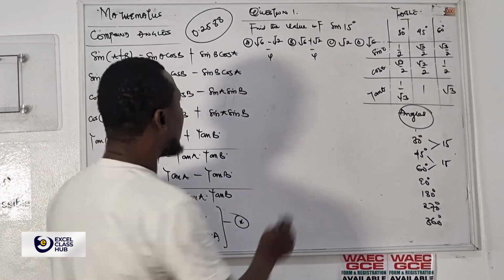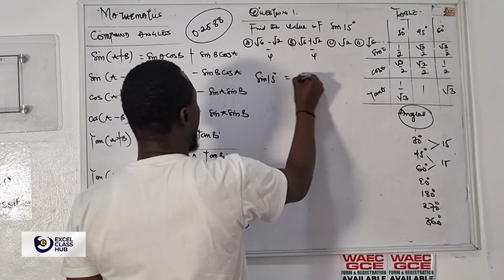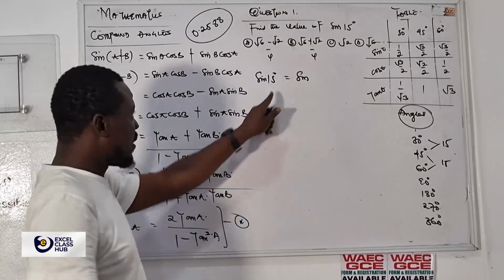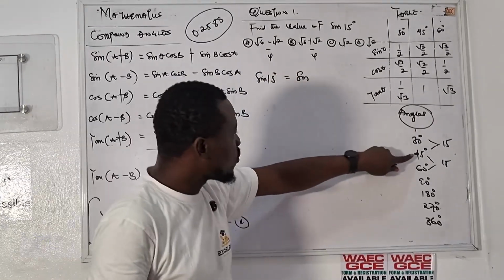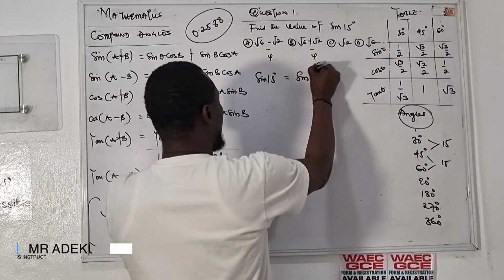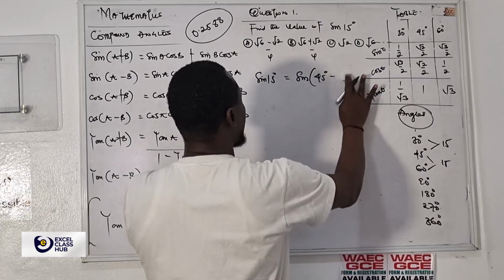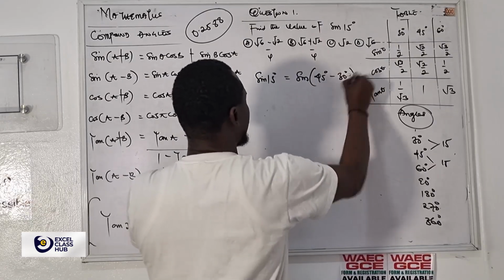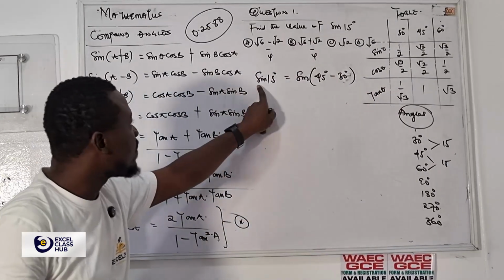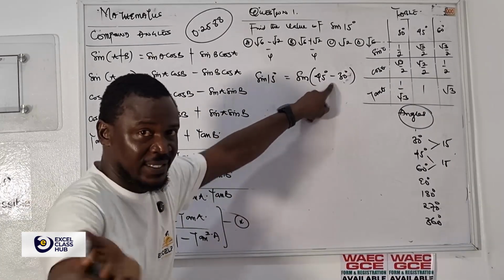So for me to solve now, just sine 15 degree will now give you sine. You know, this is 15 now. But you know that if I should subtract 45 minus 30 gives you what? 15. So this 15 will now change to what? Bracket 45 minus 30 degree. Can you see the way I change sine 15 back to sine 45 minus 30?